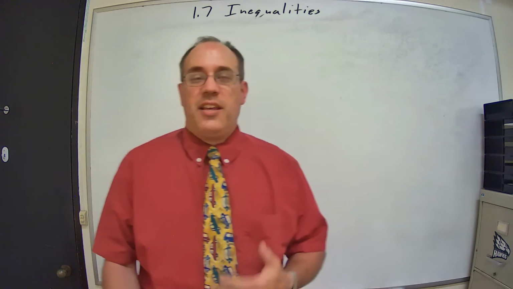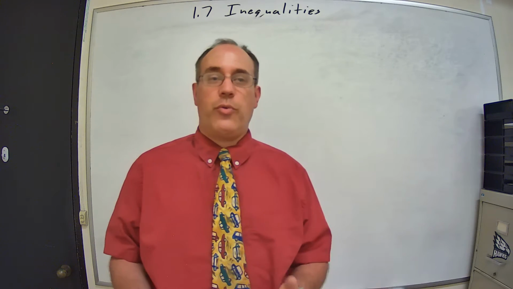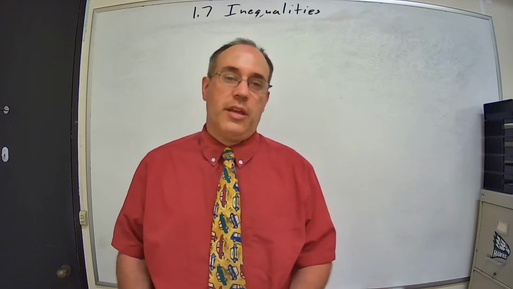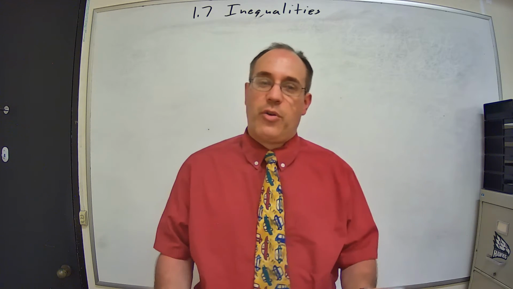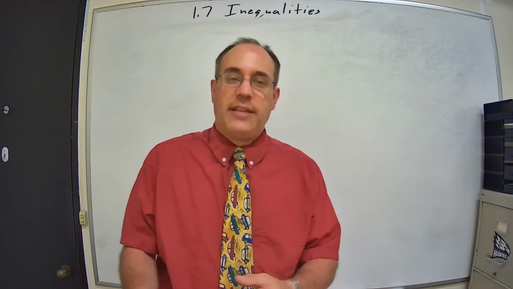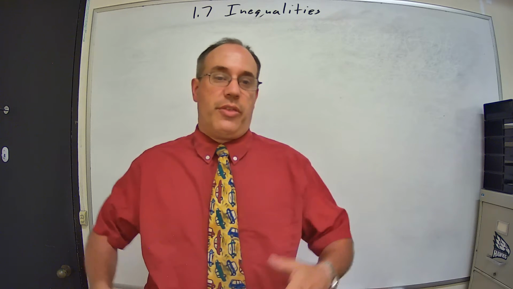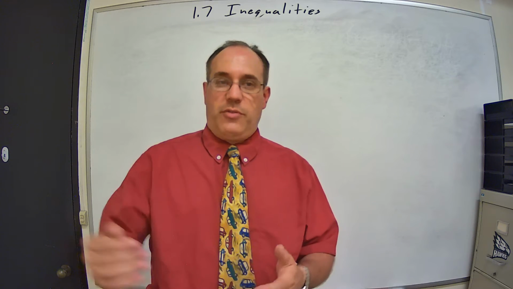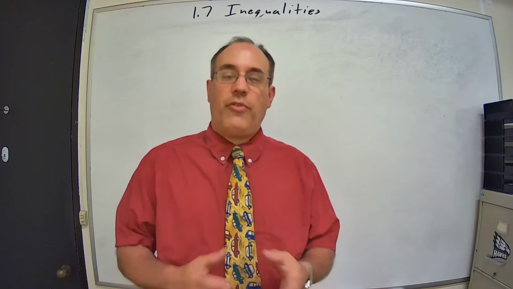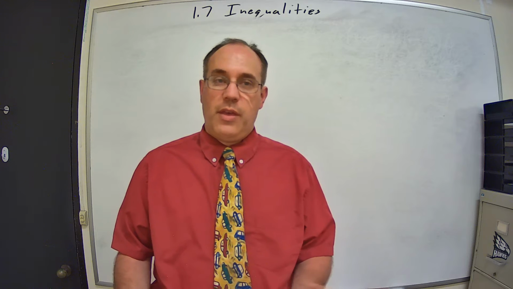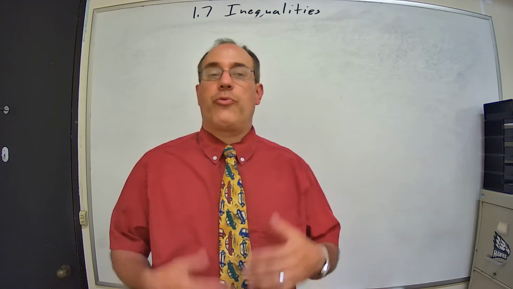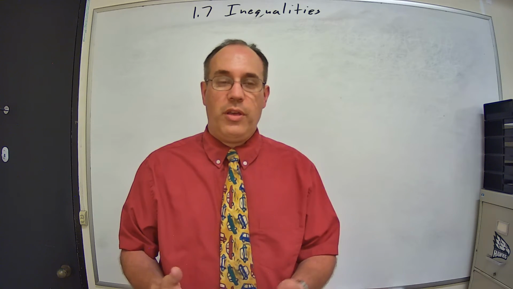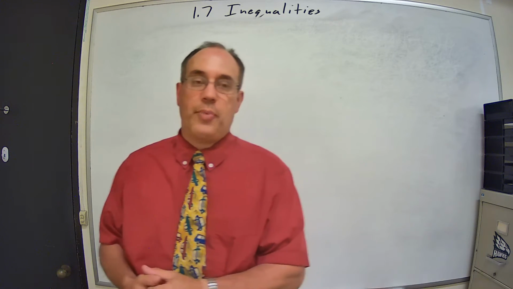1.7, inequalities. In this final installment of dealing with inequalities, we're going to deal with rational inequalities. So we've dealt with linear inequalities, which we just kind of solved as it was. We dealt with quadratic inequalities, which we just turned into an equation, solved, and then created intervals. And now we're going to deal with rational inequalities, where you have a polynomial over another polynomial, or any sort of grouping like that.